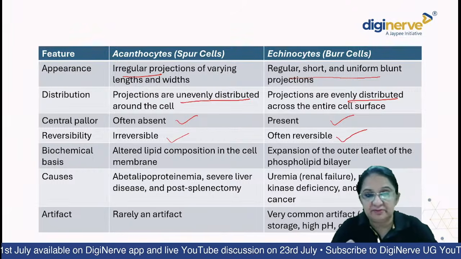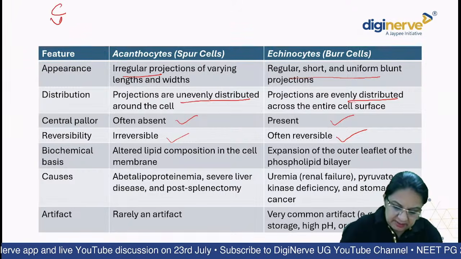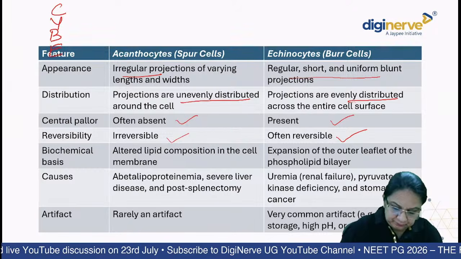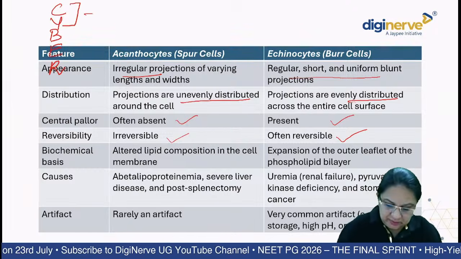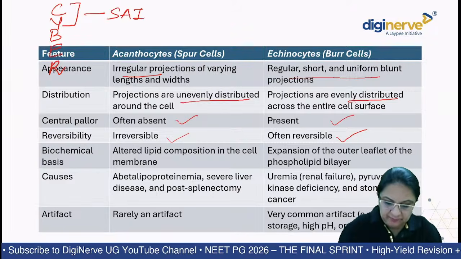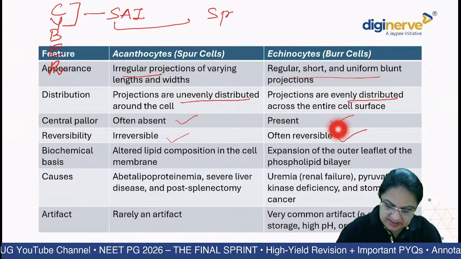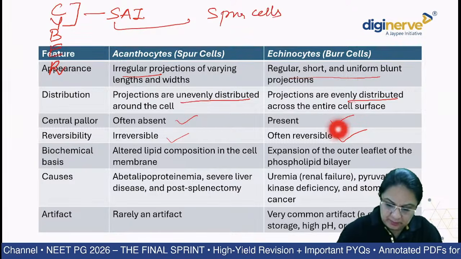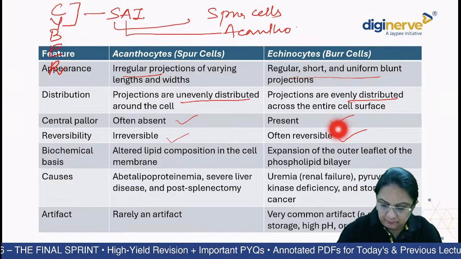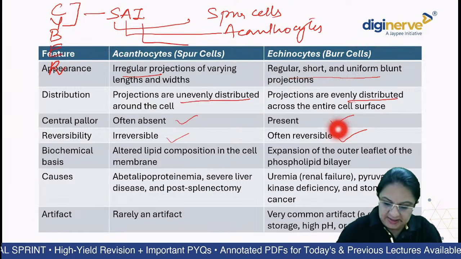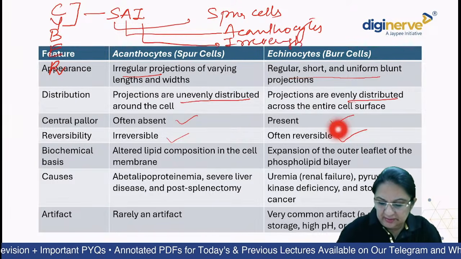Okay, how will you remember? Just remember psi Burr. Psi, how do we pronounce it? Psi. So that is spur cells. A is acanthocytes. I is irreversible or irregular.